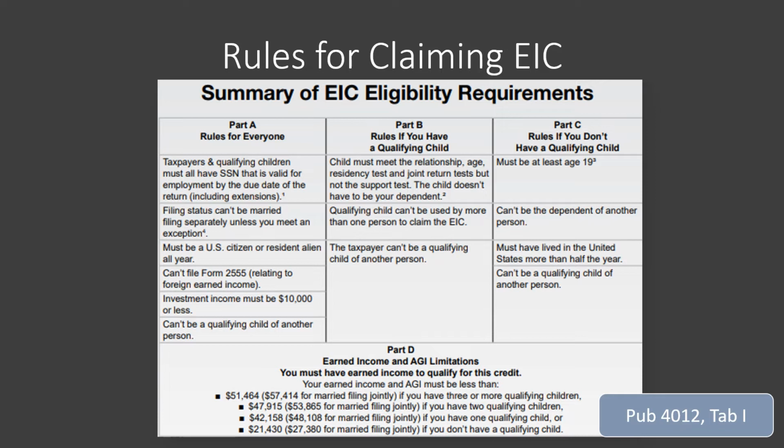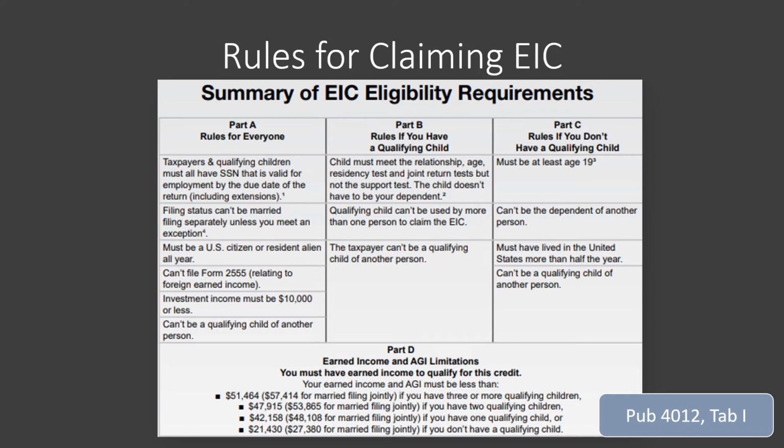As per usual, married filing separate status really limits the tax benefits that a taxpayer can claim. So this is one of those limits. The taxpayer must be a U.S. citizen or a resident alien for the entire year, and they can't be filing Form 2555, which relates to foreign earned income. I don't think we're going to see a lot of that, and for our basic preparers, we shouldn't be seeing that because it would be out of scope.